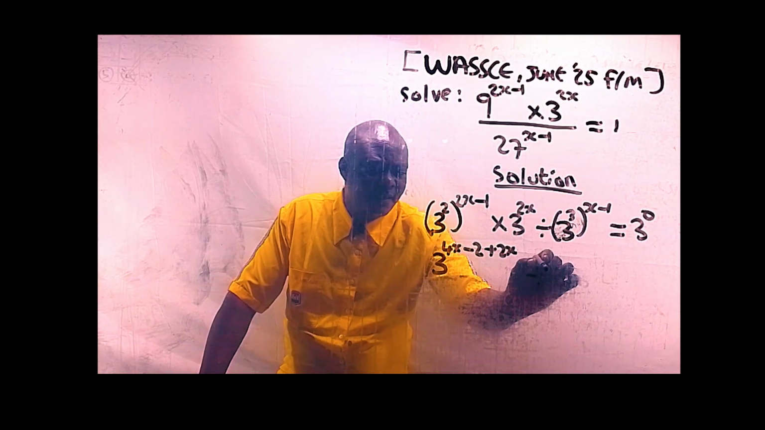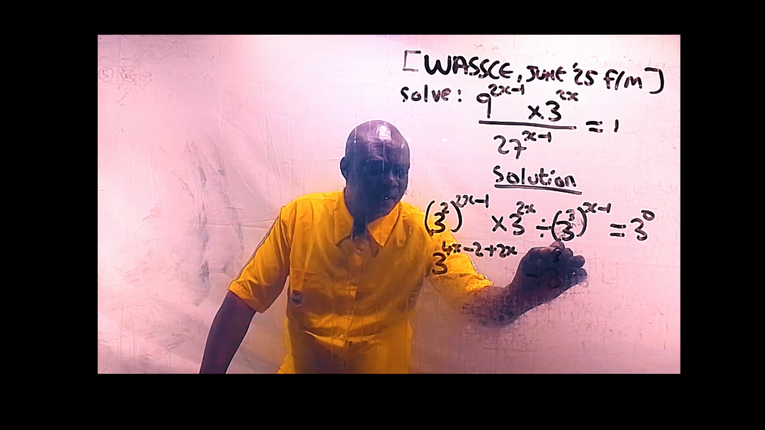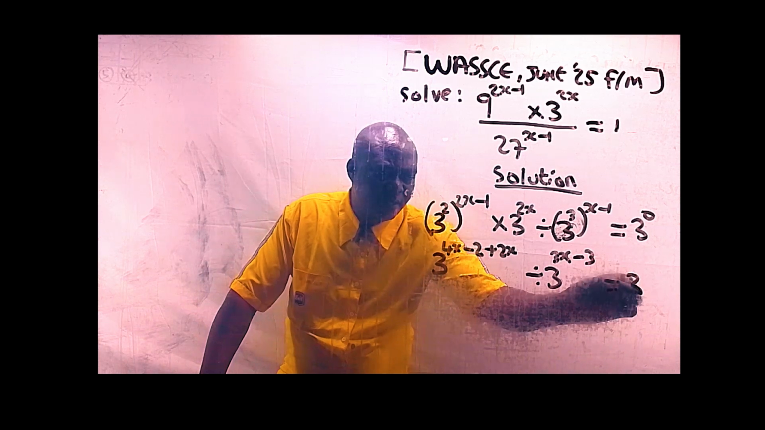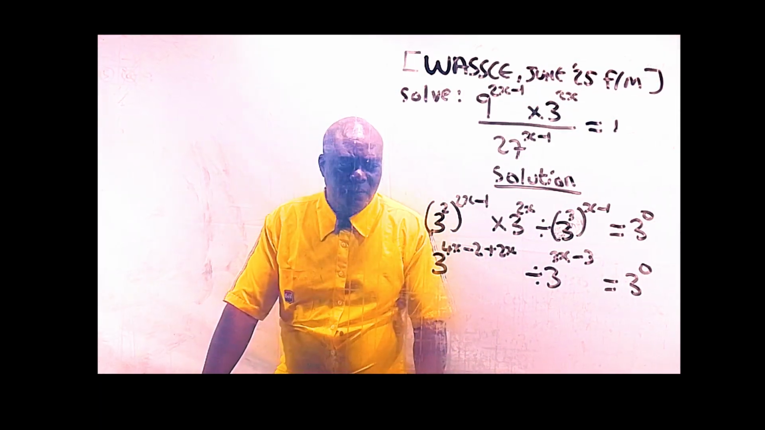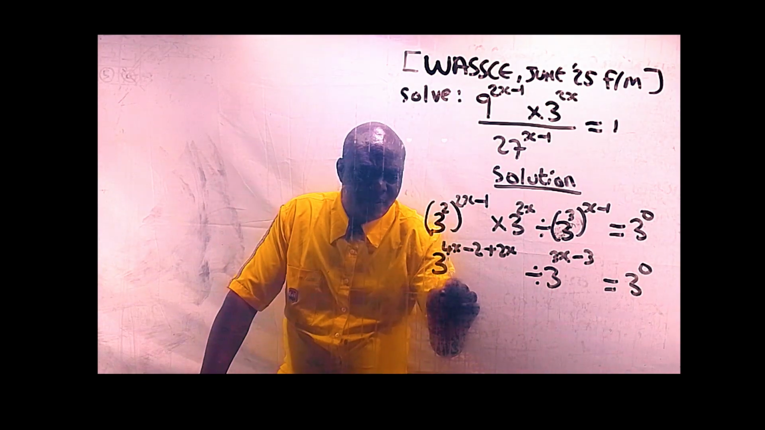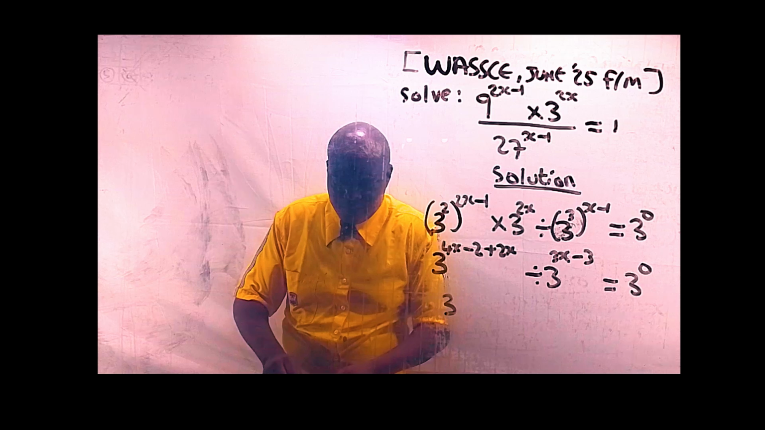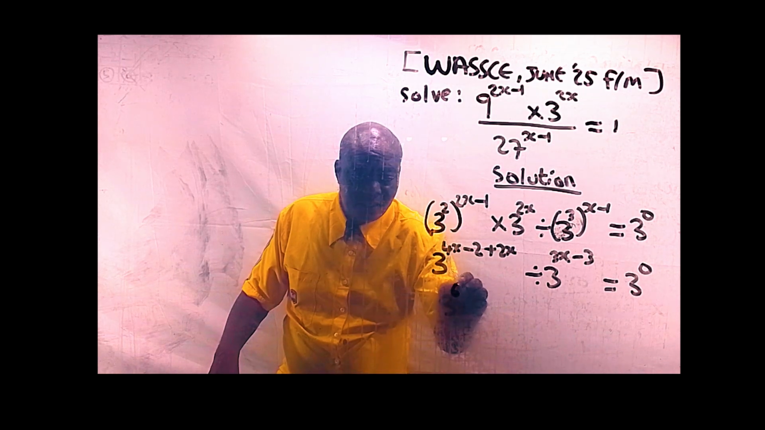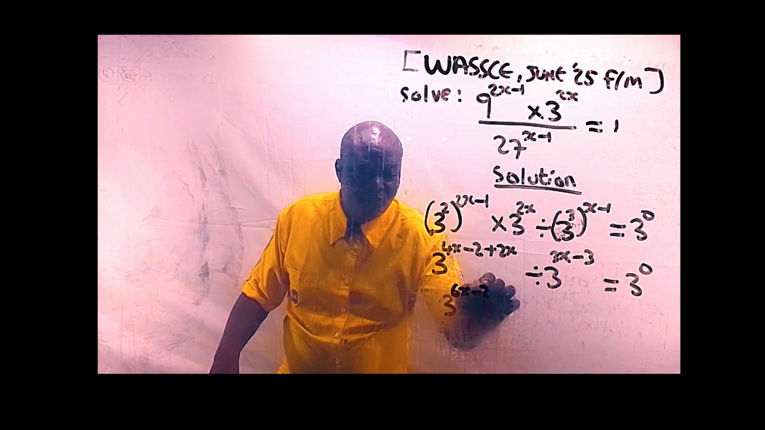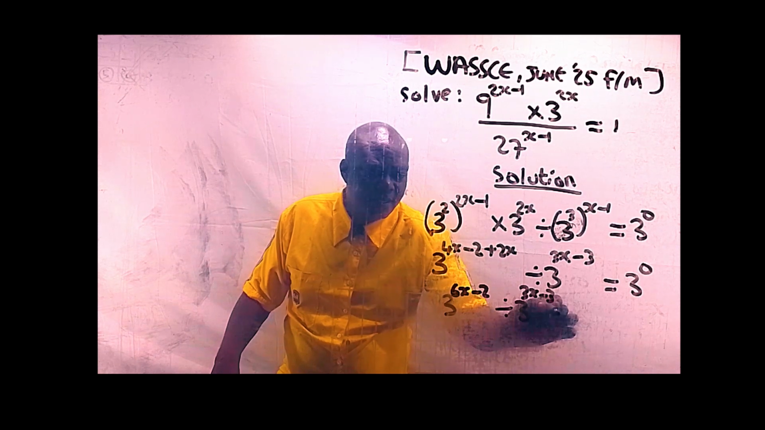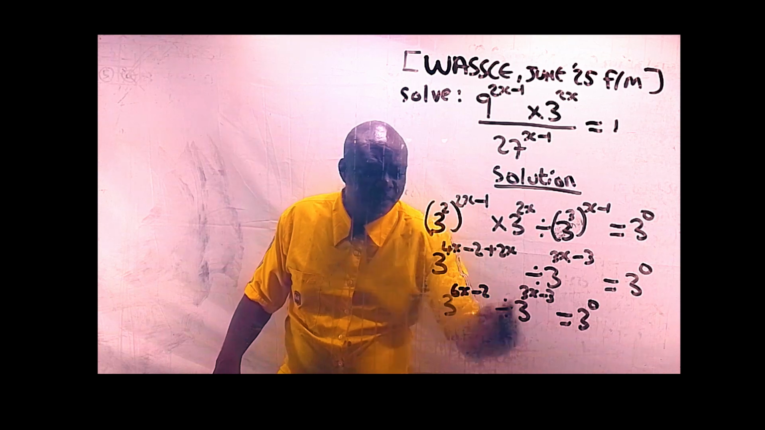Divide by 3 raised to power 3x minus 3 equals to 3 raised to power 0. Can you see it? This one now is just 3 raised to power. Let's observe it. 4x plus 2 is 6x. 6x minus 2 divided by 3 raised to power 3x minus 3 equals to 3 raised to power 0.